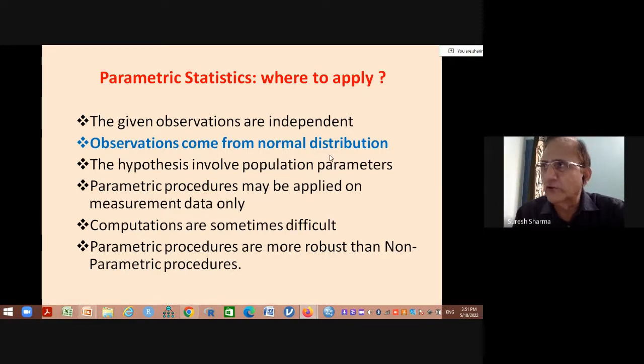Observation must come from normal distribution. Now, this is the major assumption. That's why I put this into blue line. Observation must come from normal distribution.